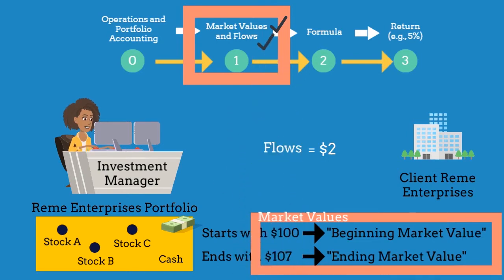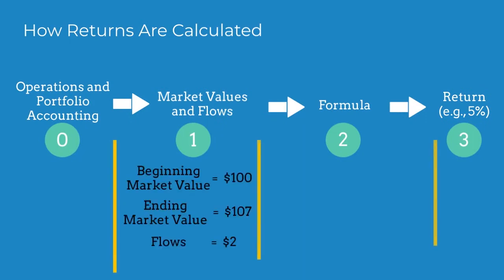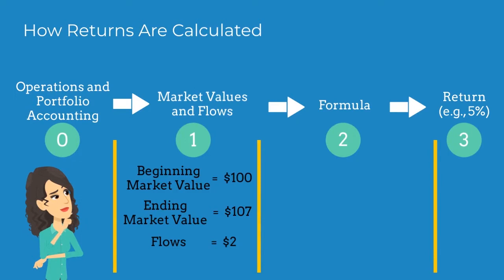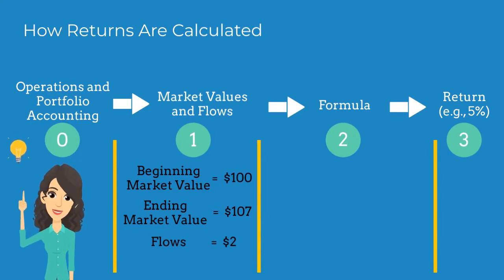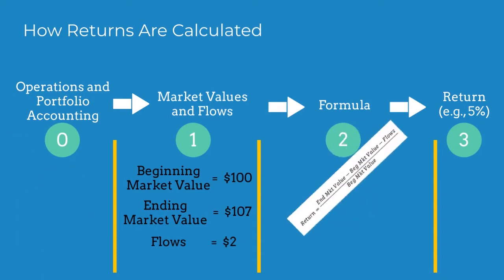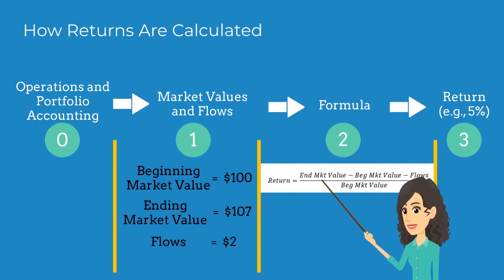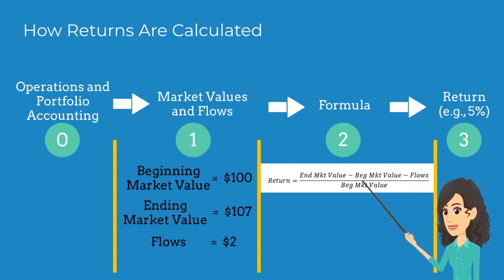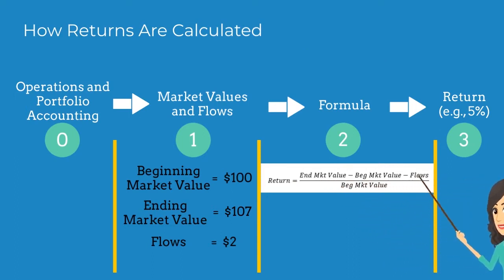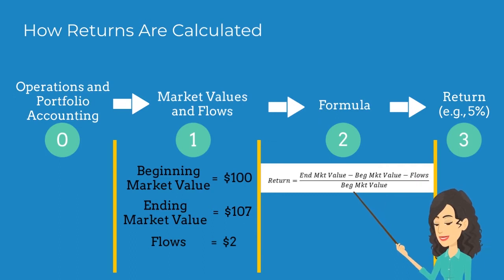So now let's take a fresh look at our flow chart. Now that we have these values, what is the next step in the process? That's right, plug these into a formula. Most firms will have a formula they use. So we are going to assume this investment manager uses the formula here. Return equals ending market value minus beginning market value minus flows, over beginning market value. Let me show you what this is doing in plain English.